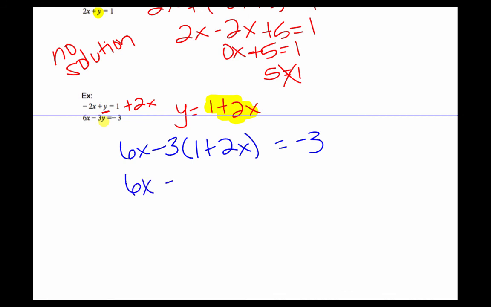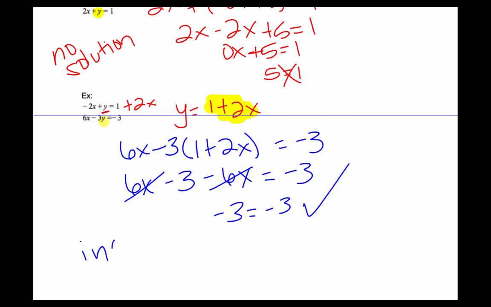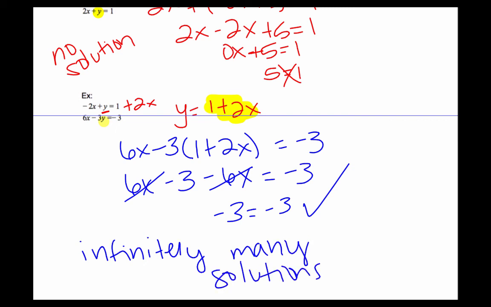Distribute: 6x minus 3 minus 6x equals negative 3. 6x minus 6x is 0x, so those cancel. So what do I have? I have negative 3 equals negative 3. Is that true? Yes, it is true. So that means this is infinitely many solutions. Again, the variable canceled out, but this is a true statement, so it's infinitely many.